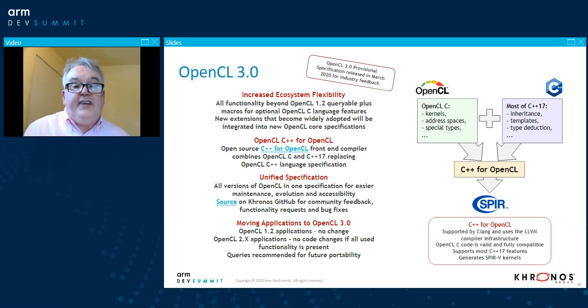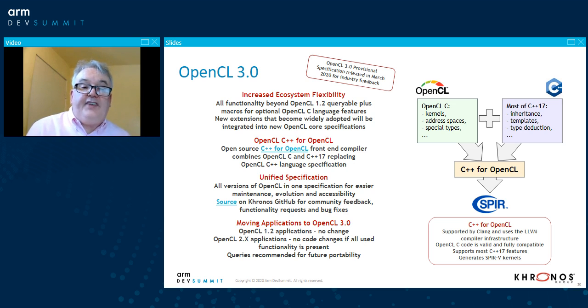C++ for OpenCL is fully compatible with OpenCL-C and so enables developers to incrementally use most C++ 17 features in OpenCL kernels. OpenCL 3.0 also defines all versions of OpenCL in one unified specification, with the specification source on GitHub for industry feedback and bug fixes.